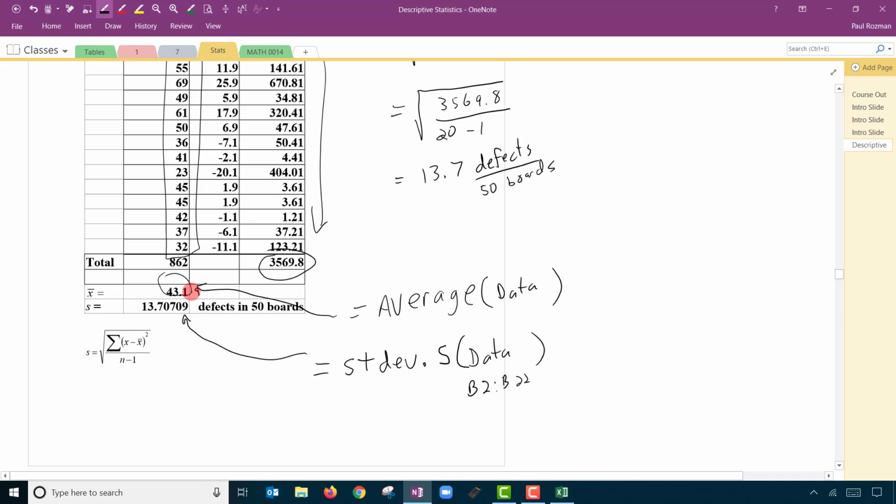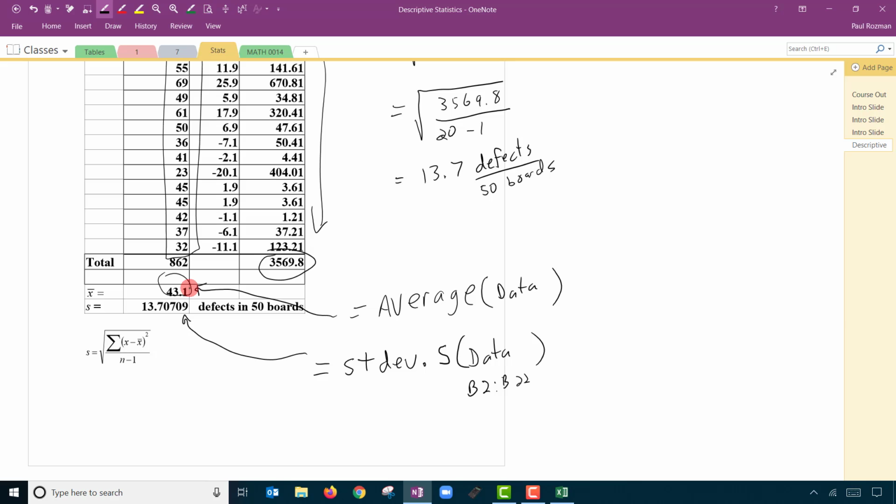The standard deviation is the average distance that any of these points are from their mean. On average, these points are 13.7 units away from 43. So 13.7 is a relatively large number compared to 43, and I can see that because I have the mean there. You would never just report the standard deviation for a data set without first saying what the mean was.